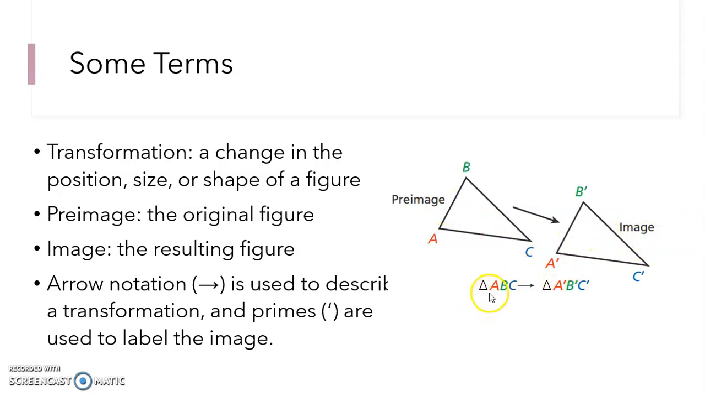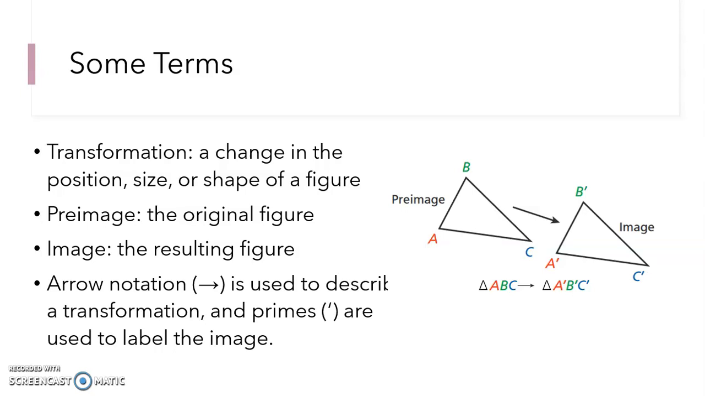And when we want to describe the transformation, we use what we call arrow notation. So notice my original image had points A, B, and C at the corners. So this is triangle ABC. And I used an arrow to show where it's going. And then I had triangle A prime, B prime, and C prime. Notice my new image, I put these little apostrophes above the point names. And that indicates that it is the new shape, where it has moved to, or the image.